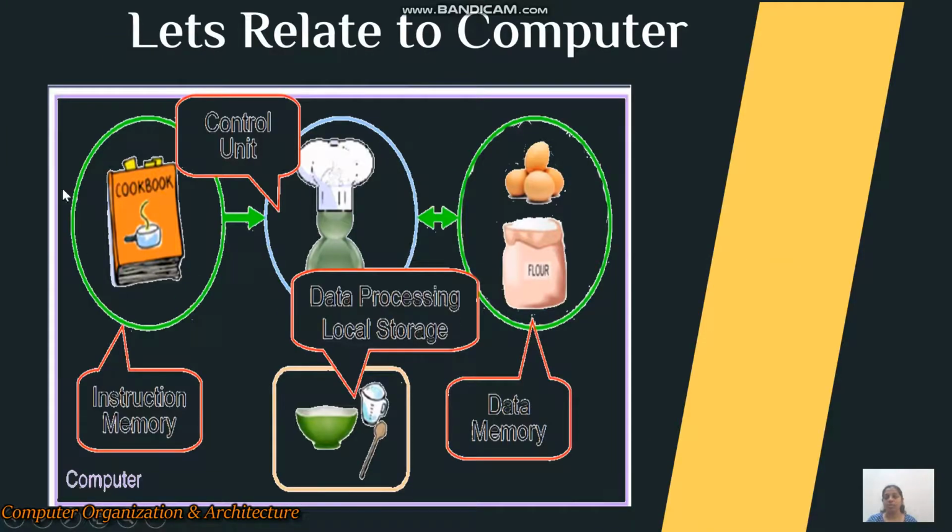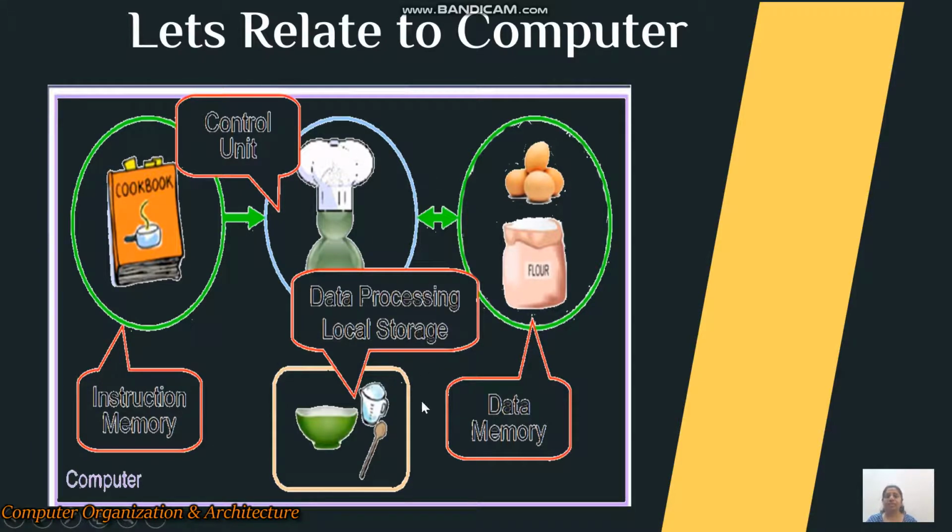So this cookbook is nothing but an instruction manual, so it can be related to your instruction memory, right? And you are the person who is going to do the process one by one, so you could be related to a control unit. So the control unit is the one which decides what is to be done, what next is to be done, what has to be mixed. So all the processing, all the control process is taken care of by the control unit, right?